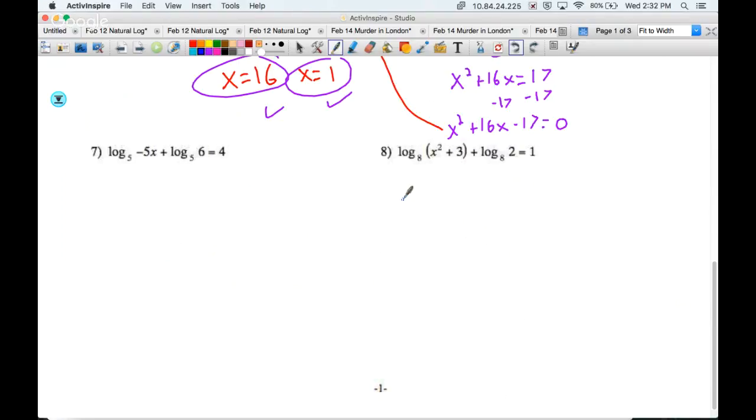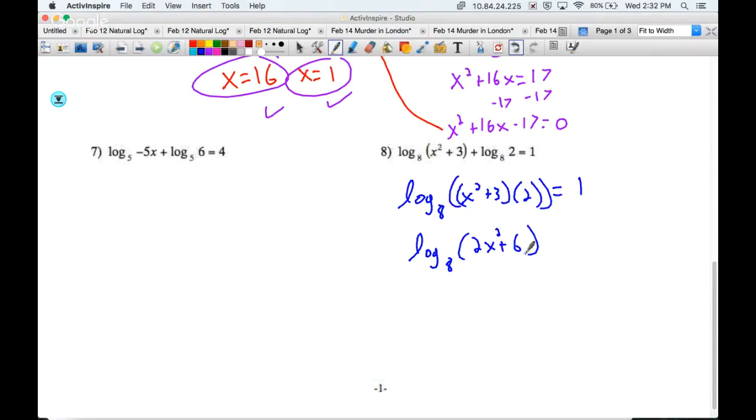Again, it's addition, meaning that we multiply the arguments, so now we get log base 8 of x squared plus 3 times 2 equals 1. And this becomes log base 8 of 2x squared plus 6 equals 1 after I distribute that 2. Now at this point, I need to rearrange into exponential form.